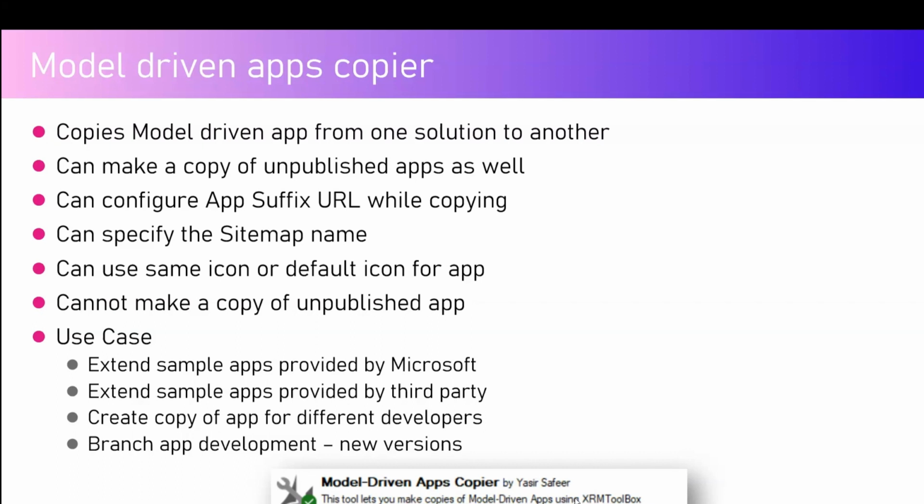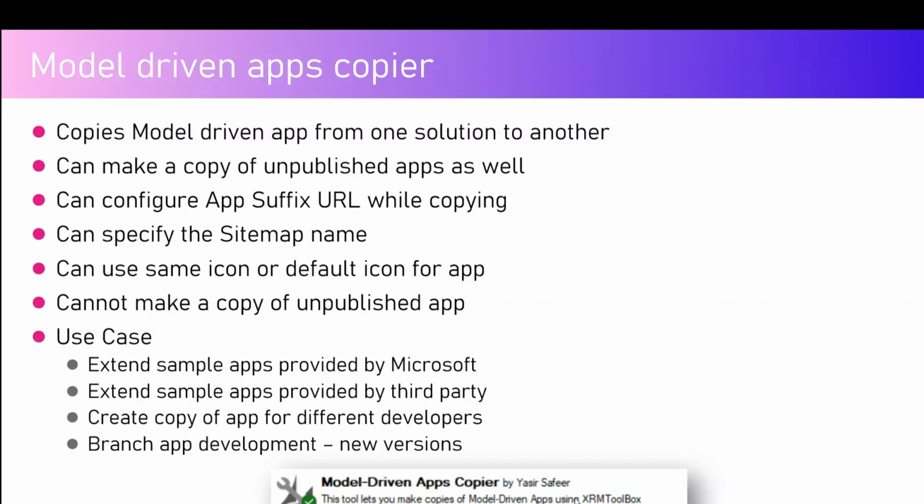Take, for example, if you have built a model driven app and you want to give that same app to, say, another developer who's working on the same tenant, then it is wise to create a copy of it and give it to the developer, so that the developer does not make an overriding change to your application. So this is just one use case.